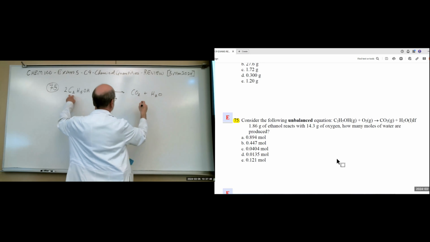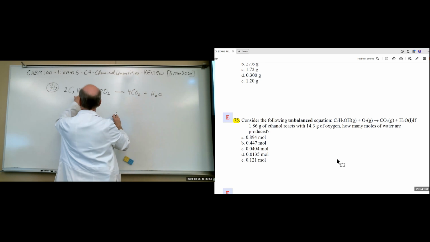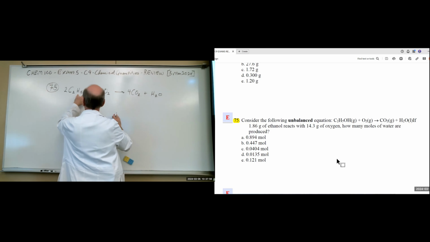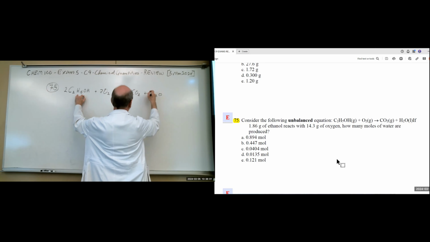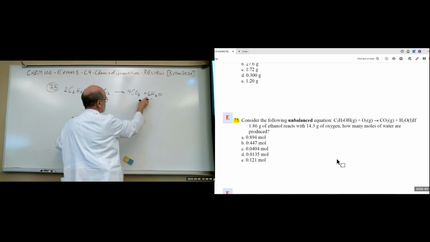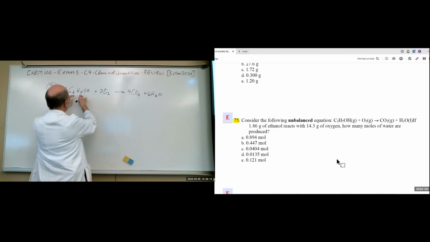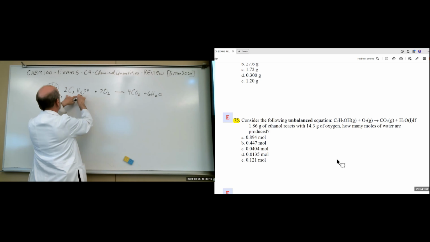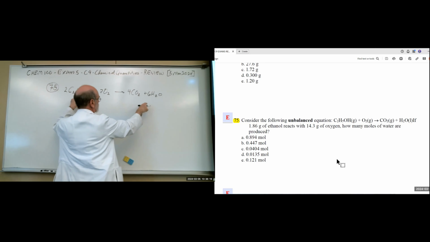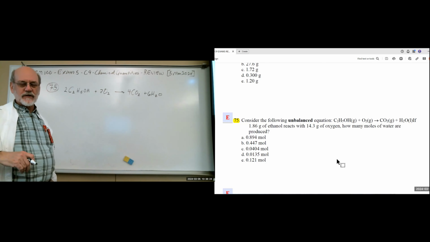That means we have 4 carbons. And let's see, 2 times 6 is 12 hydrogens. 6 plus 8 is 14. That's 14. 4 carbons. We have 10. Let's see. 5, 6, 12 hydrogens. Yep. So that's balanced. So I didn't have to go through the balancing again.